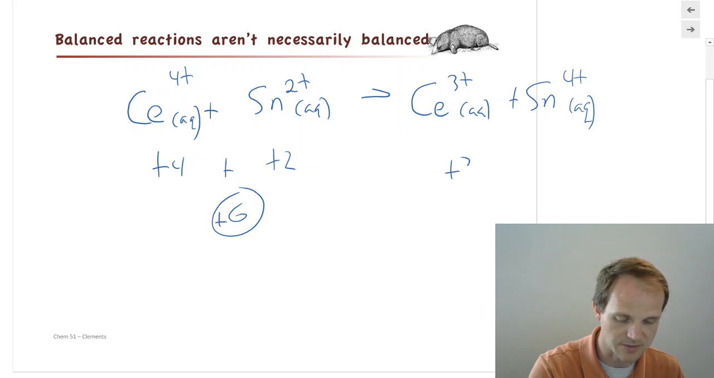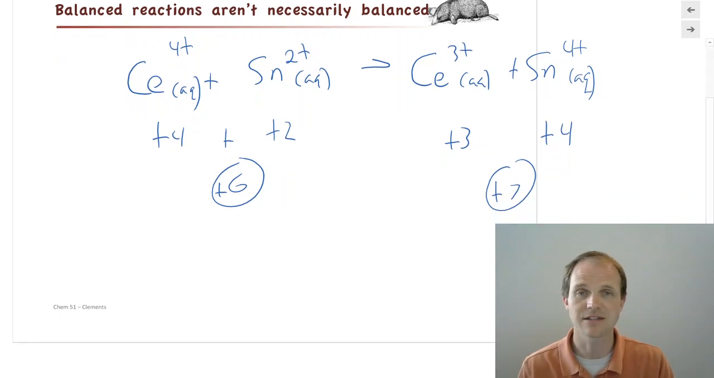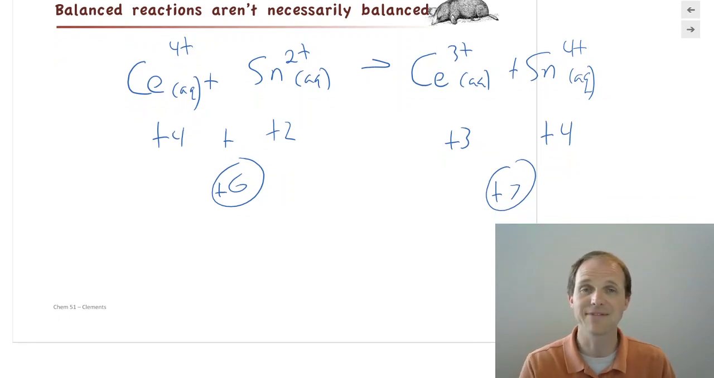And here my total charge is +3 +4 for a total charge of +7. That tells me that I am not balanced, that this reaction is not balanced. And I'm going to have to balance it in order to move on with my life. Okay, so that's just a quick way of checking.